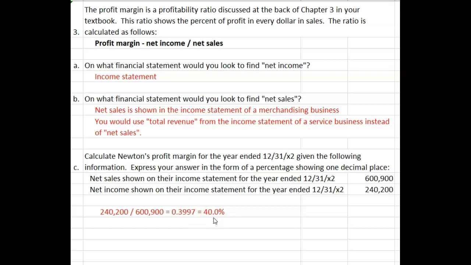Well, that's all for the profit margin ratio. When we come back, we'll talk about the current ratio.